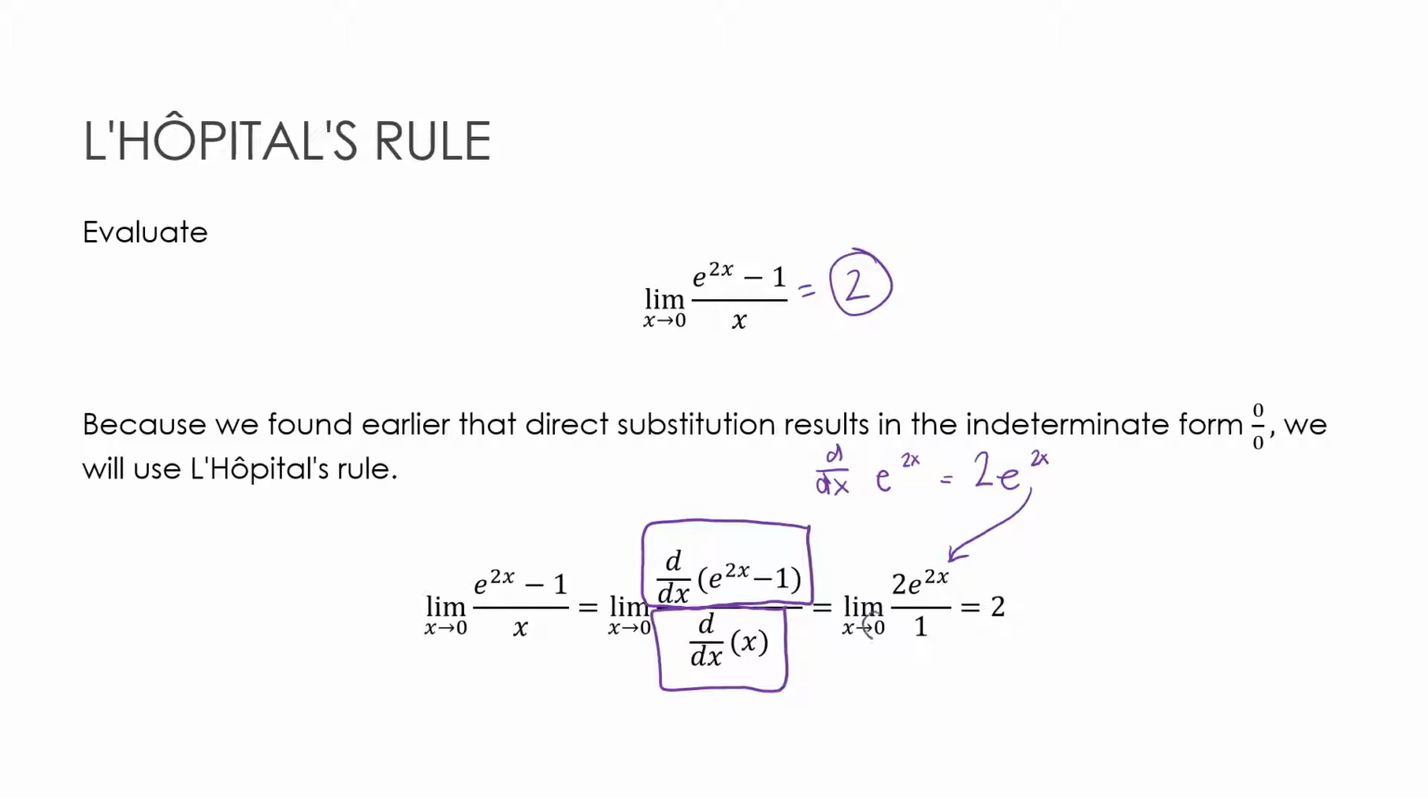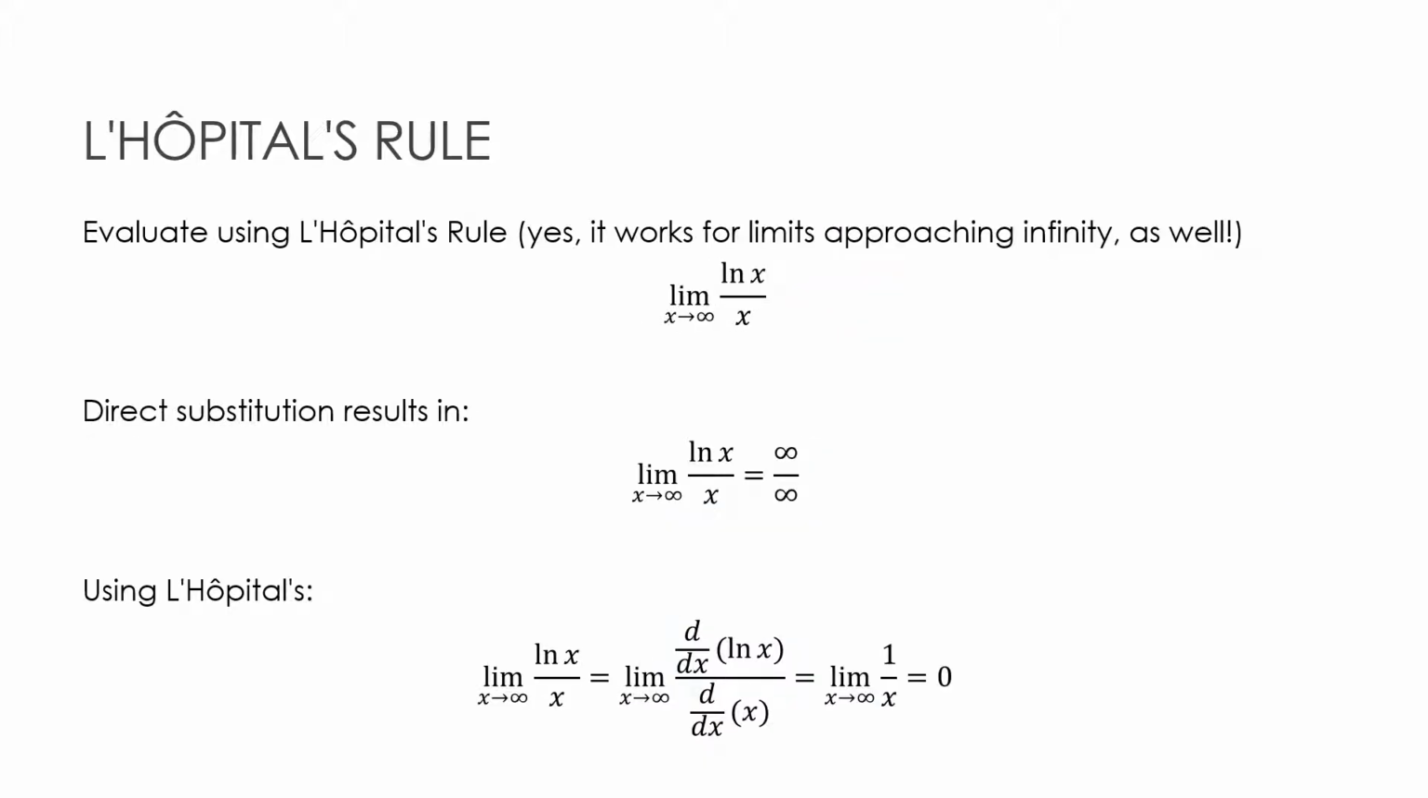So now can I plug in 0 directly? Yes, I sure can. I get 2e to the 2 times 0, which is 2e to the 0. e to the 0 is 1, so that's where I get the 2. So algebraically now I'm able to come up with the correct solution, even though originally it didn't work out. So we love L'Hopital.